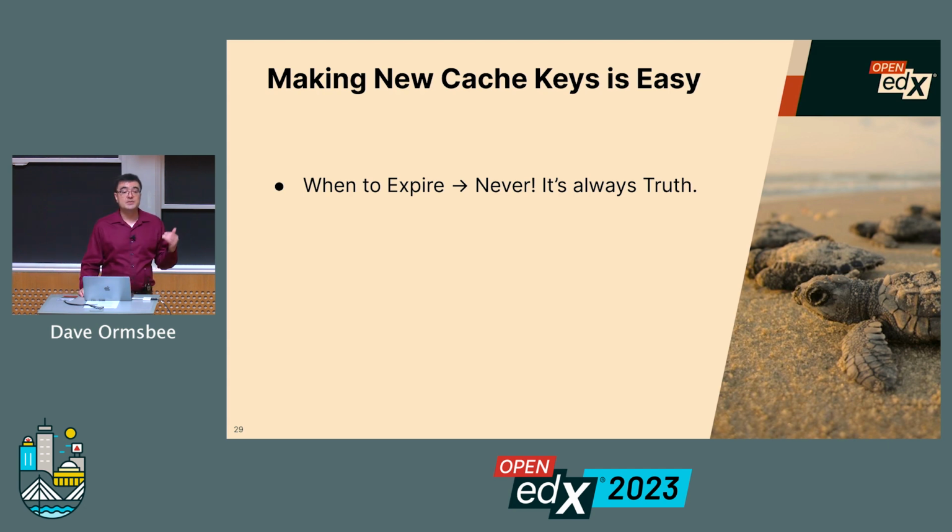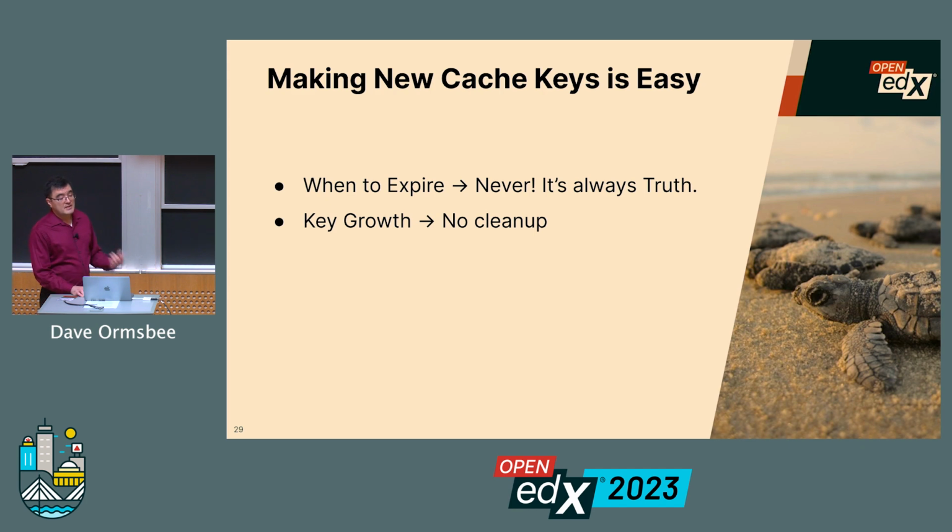The reason you have to delete cache entries and clean up after yourself is if those cache entries are wrong, if they no longer reflect the truth. But if you tie it to something like a version ID, then those cache entries always stay true. And the key growth, yeah, you make lots and lots of keys in this scenario, and you forget about them. You never have to clean up after them.